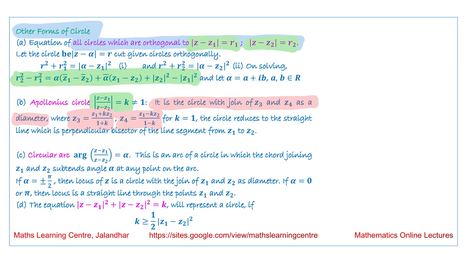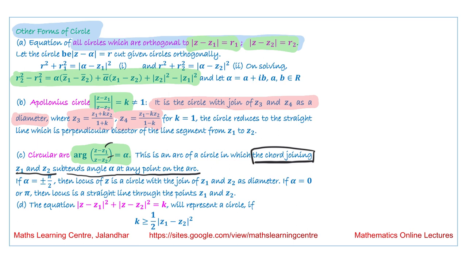The equation of the circular arc is given by this formula: argument of z minus z1 over z minus z2 is equal to alpha, where z1 and z2 are the endpoints of the chord, and they subtend an angle alpha at any point on the arc.